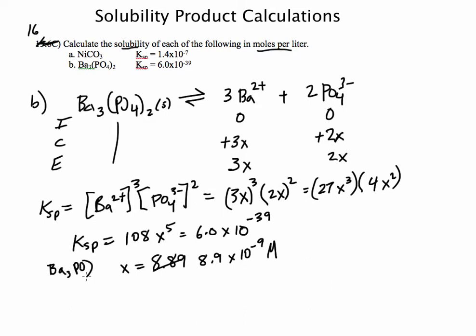This is the solubility of barium phosphate. That's what this is, the barium phosphate solubility, not the concentration of the ions. If I want the concentration of this barium, I have to multiply x by 3. If I want the concentration of the phosphate, I'm going to have to multiply it by 2. So be careful, because what you solve for here is x, which is the solubility.